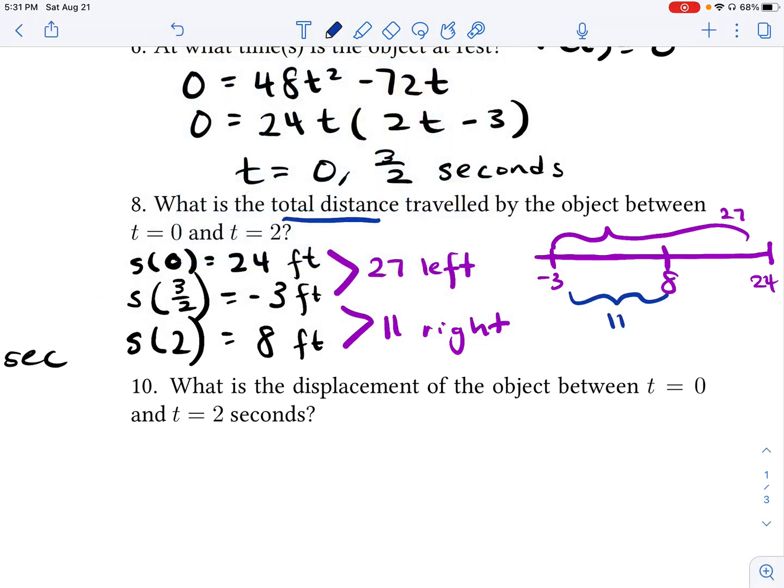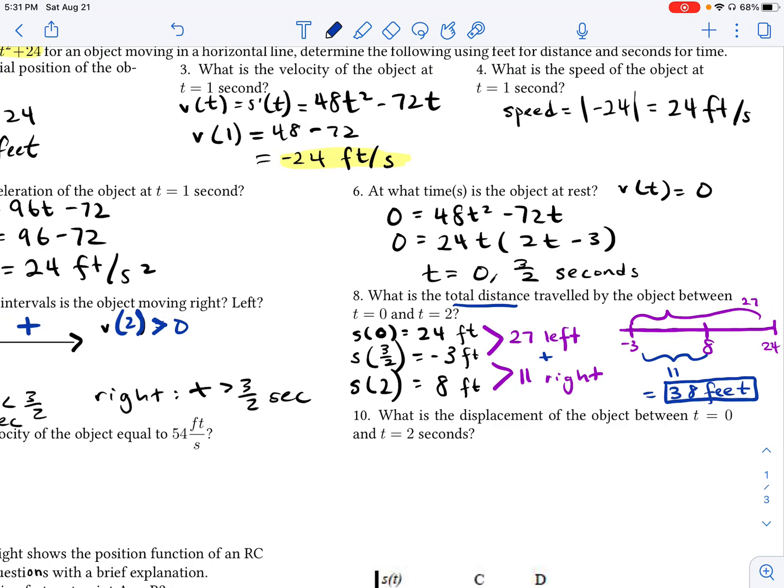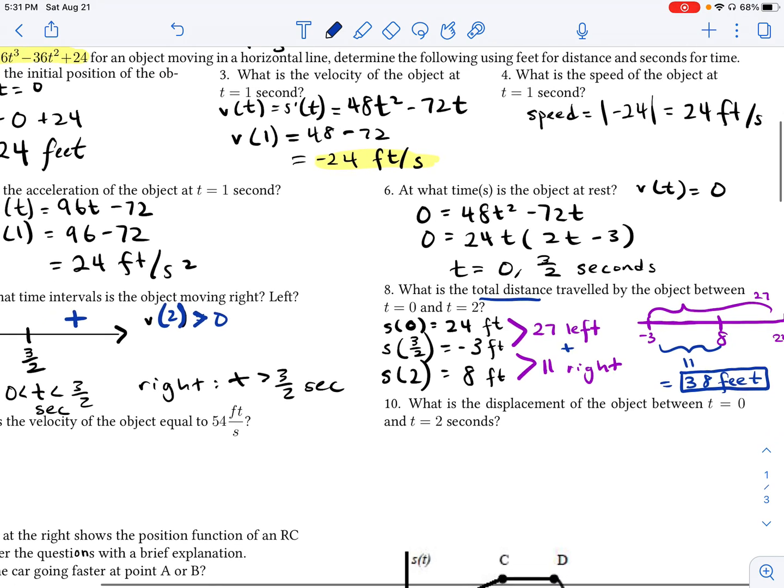So what is the total distance? We would want to add these two values together, and you should see that we get a total of 38 feet. A little later on in the course, we're going to find ways to use some other calculus to find these, but right now we're comfortable just adding up positive and negative values.